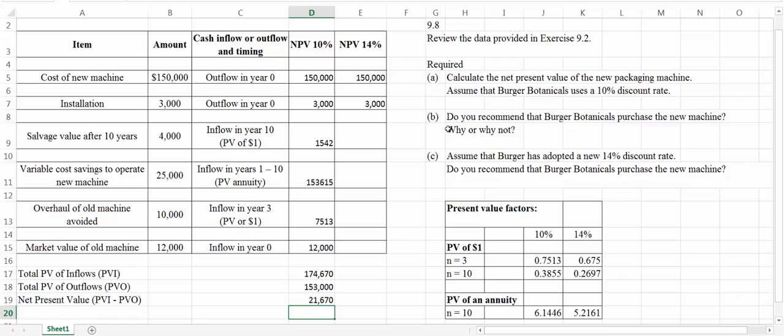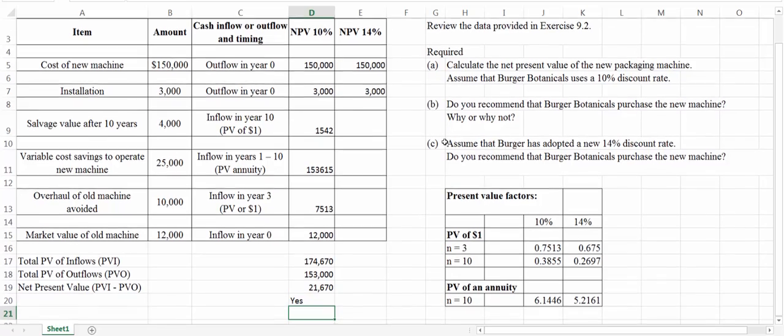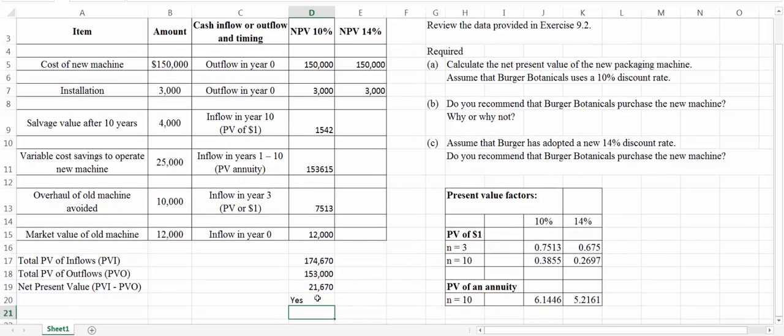Okay, so the question is, do you recommend that Burger Botanicals purchases the new machine? And the answer is yes. Yes, we're going to purchase the machine in this case. And the reason is net present value is positive. Anytime net present value is positive, that means that the return is greater than our required return. And our discount rate is 10%. That's our required rate of return.